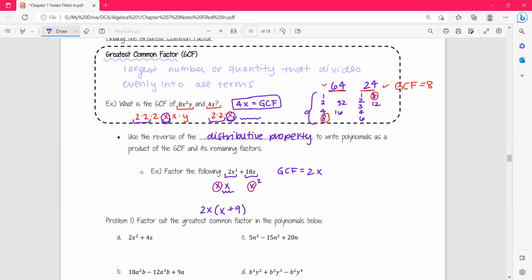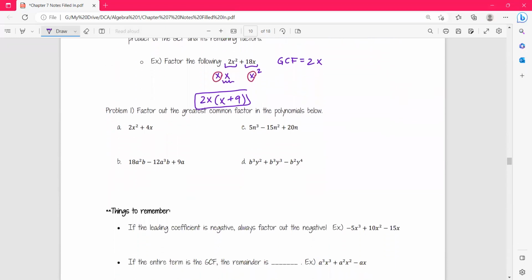Okay, so this is a tricky skill, but we're going to practice. Factor out the greatest common factor in the polynomials below. Okay, so 2x squared plus 4x. We can write out the factors if it helps. I'm going to have 2 times x times x. If I have a 4, I'm going to have 2 times 2 times x. What's the GCF? What can I take out of both?